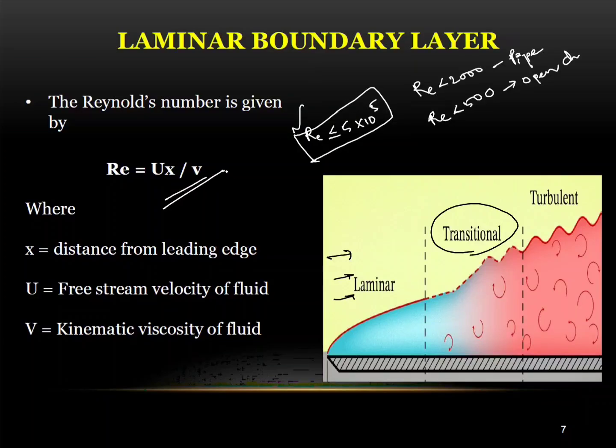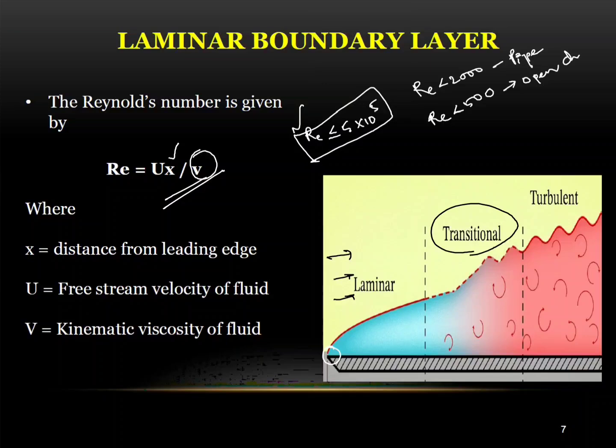The Reynolds number is given by this formula. It is U into X by nu. So what is U? It is the stream velocity, with which velocity the fluid is moving. And X stands for the distance from the leading edge, meaning from the starting point, at how much distance we are going to check our boundary layer, meaning how the nature we are going to check, X meters. And nu is the kinematic viscosity, which will be given in Stokes.